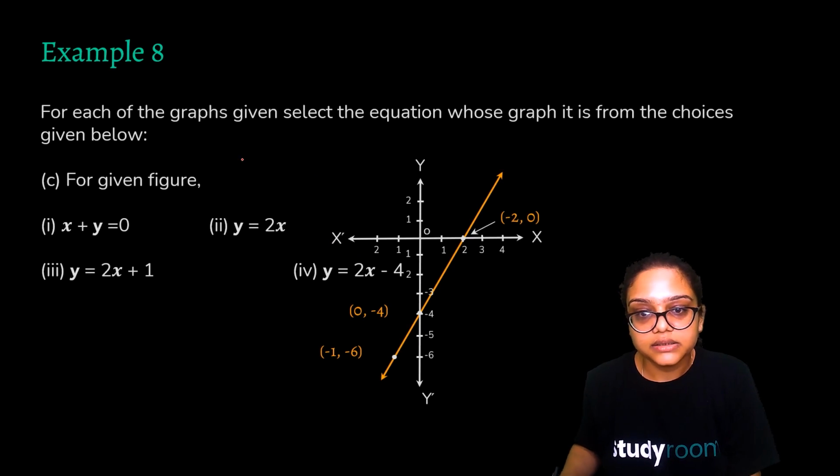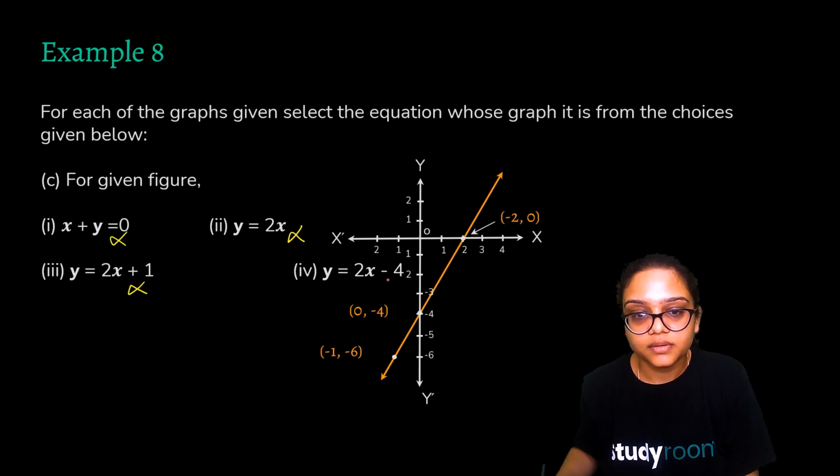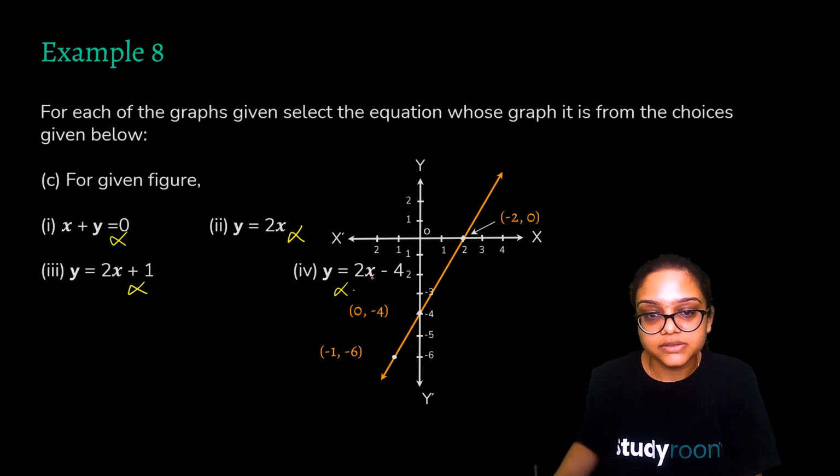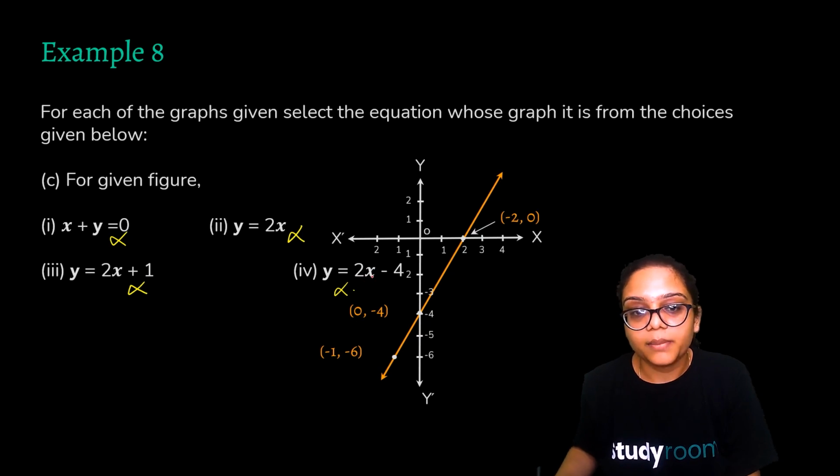Again, minus 2, 0, not satisfied. Minus 2, 0, also not satisfied. 0, minus 4, it's satisfied. Minus 1, 6, it's satisfied. Minus 2, 0, it's not satisfied. So since it's not satisfied, it's not the equation.